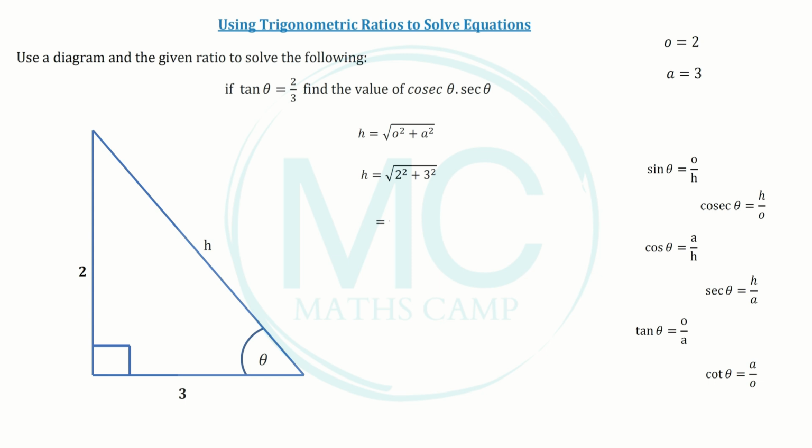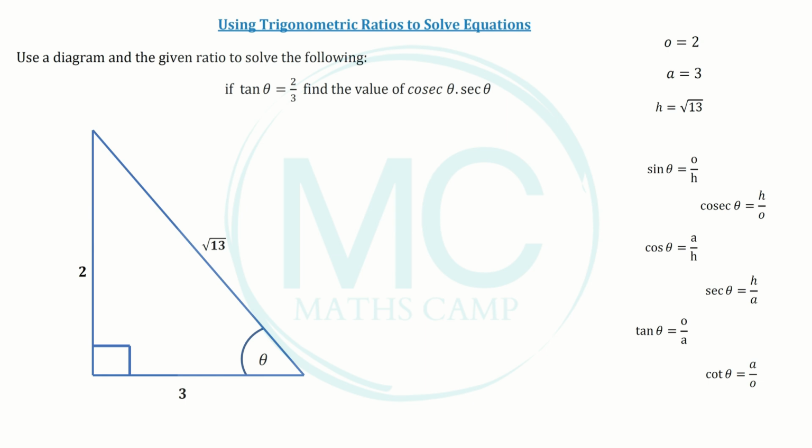Now we can square our values. 2 squared gives us 4, plus 3 squared, which is 9, all under a square root. 4 plus 9 is equal to 13. So we can see that h is equal to root 13. Let's make a note that h is equal to root 13 up here, and we can put root 13 in the place of h on our diagram. Now we can clear this up and look at our equation.